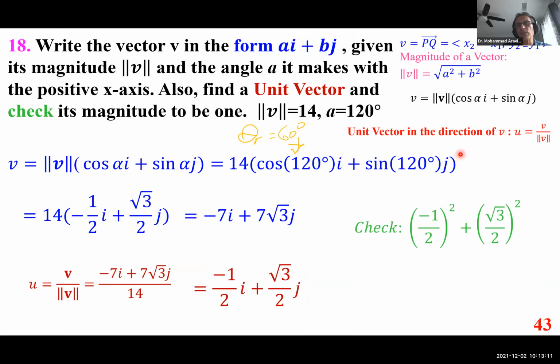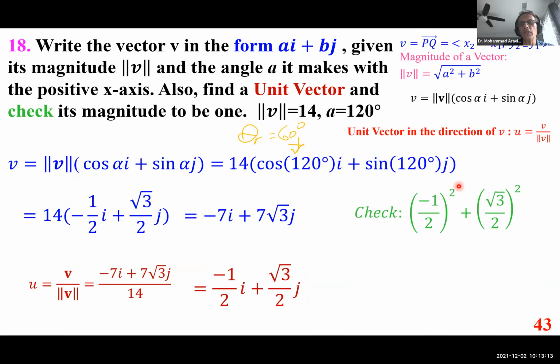So let's do that. Negative 1/2 quantity squared is 1/4, plus square root of 3 over 2 squared, that means 3/4. They add up to 1, and the square root of 1 is 1. It's important to take a root, of course. 1 makes no difference. That's really the final answer anyways.